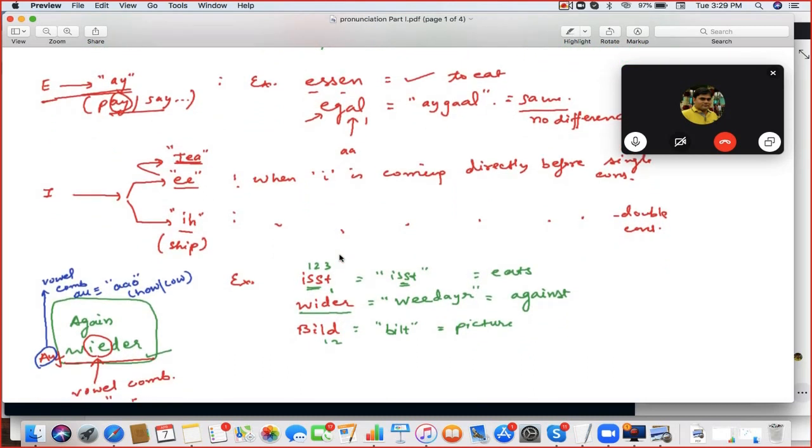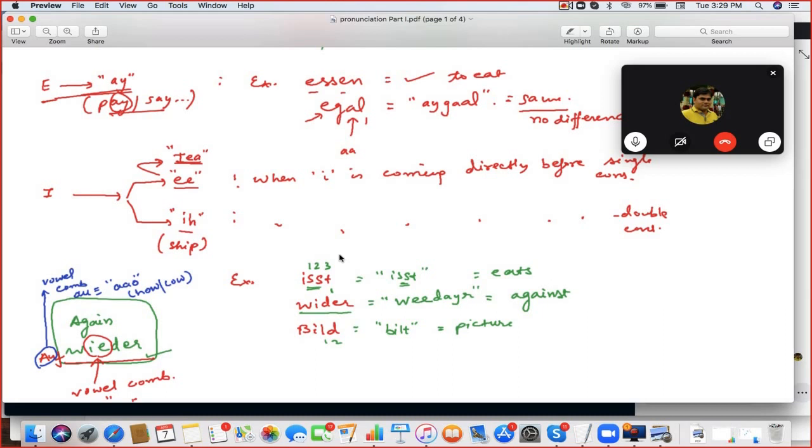Next is I. I is having two sounds, long E and short E. After I, if it is a single consonant, then it is the long E sound, otherwise it is the short E sound. Single, then long; double, then short.